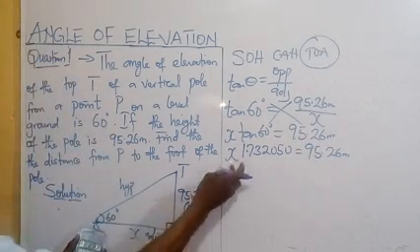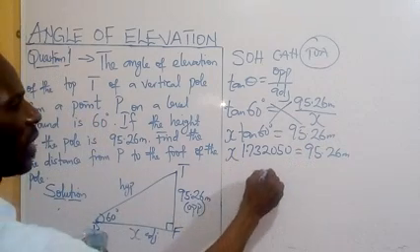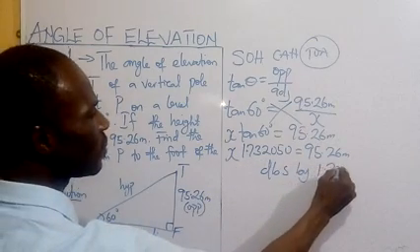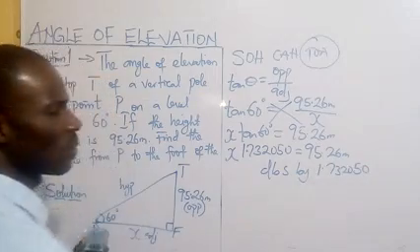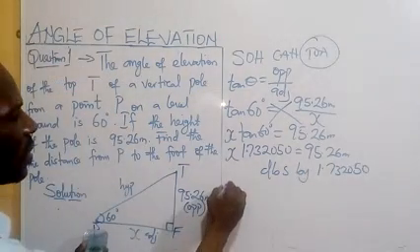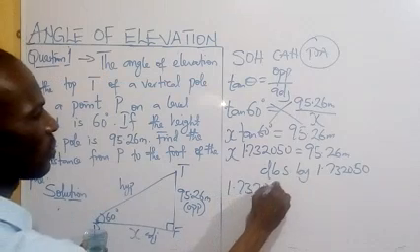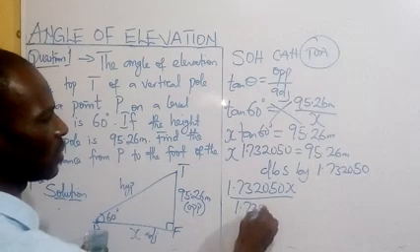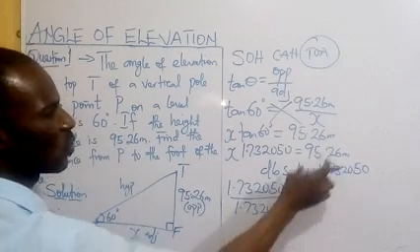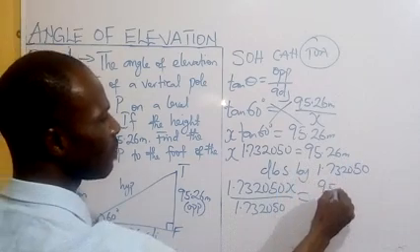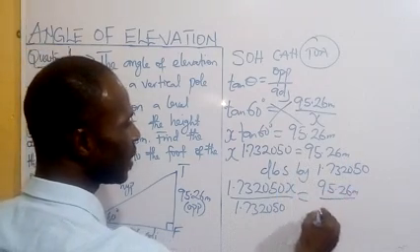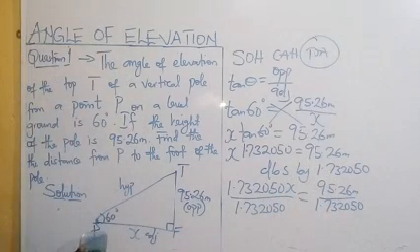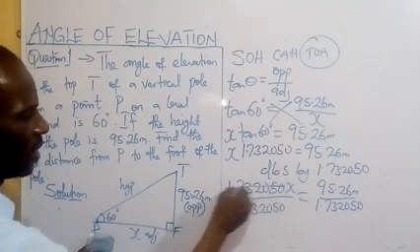All right, we are looking for X. The next thing to do is to divide both sides by 1.732050. Therefore, we have 1.732050 X divided by 1.732050 equals the value of this, 95.26 meter divided by 1.732050. All right, at this stage, this can cancel out this.